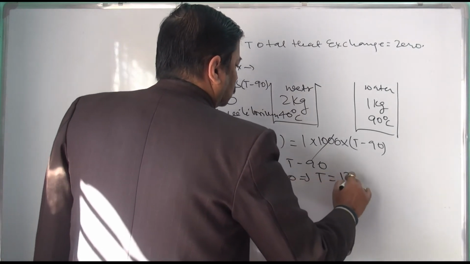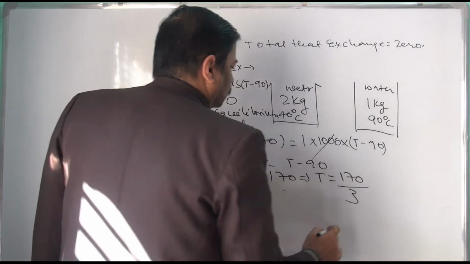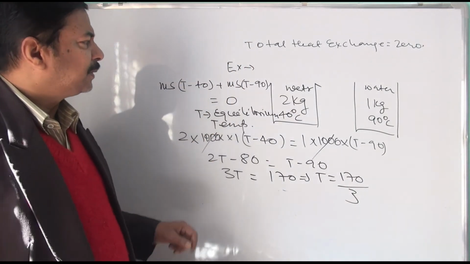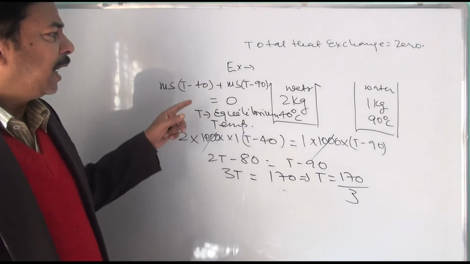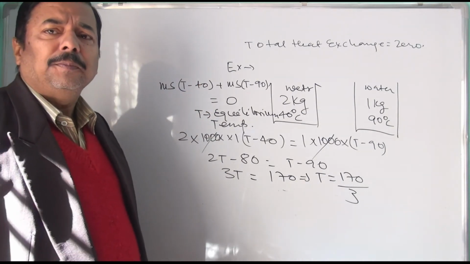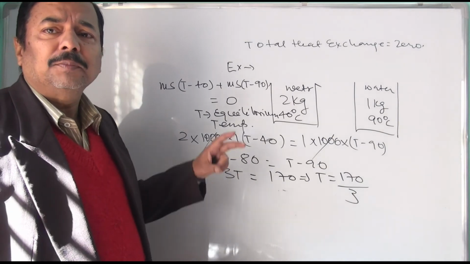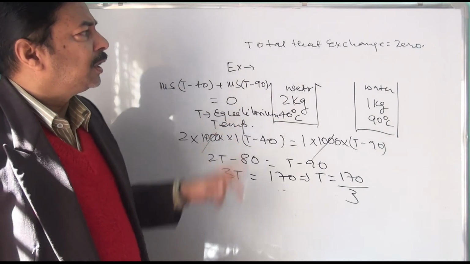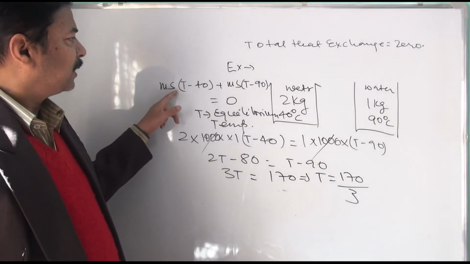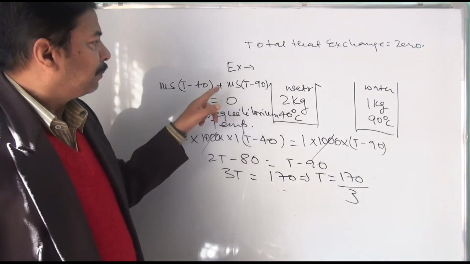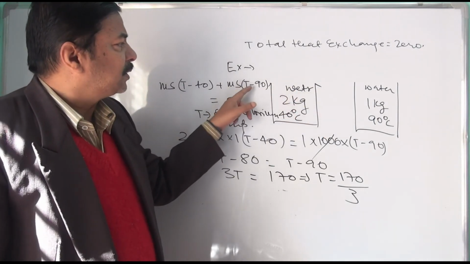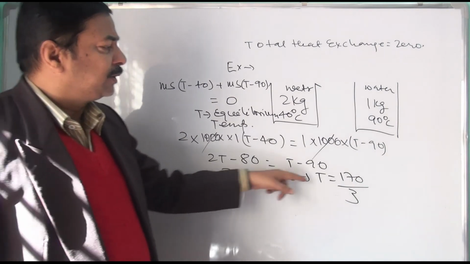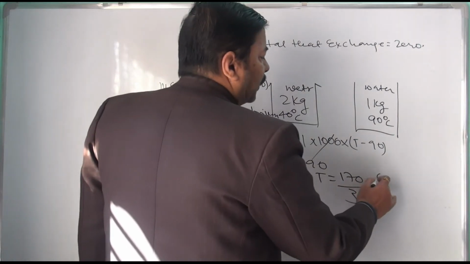Here you try to understand the similar concept. This method will be helpful to you in a very comfortable way when you are mixing more than two liquids. So see here what we are getting: if we take the total heat exchange equal to 0, then MS(T minus 40) for this plus MS(T minus 90) for this must be equal to 0, and if you solve you will get T equals 170 by 3 degrees centigrade.